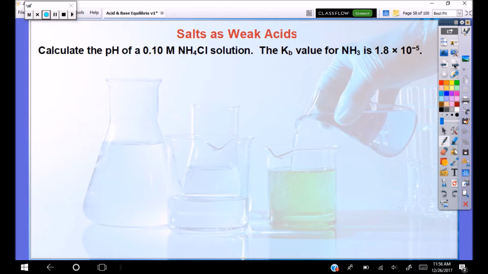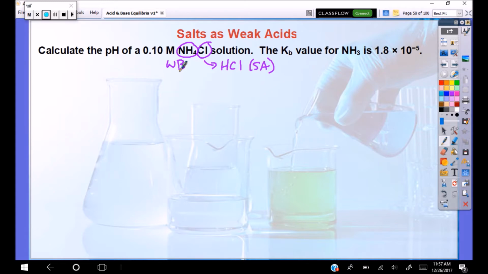This time we're looking at salts as weak acids. With salts as weak acids, we have to ask ourselves where these things came from. First off, I can see right here that this probably came from hydrochloric acid, which is a strong acid. So I can already tell that I have a strong acid and that NH4 came from a weak base. Which one's going to win? Strong always wins. This is going to be slightly acidic in solution when I get my final answer. My pH is going to be below 7.